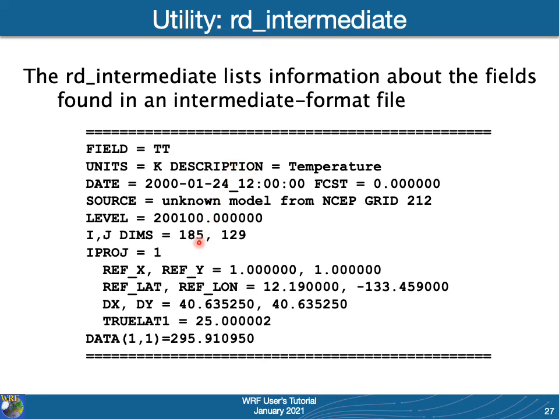We can see that the field is dimensioned 185 grid points by 129 grid points, and it happens to be on projection number 1, which corresponds to a Lambert conformal projection, and it has a grid spacing of 40, in this case it's kilometers, so 40 kilometer grid spacing.